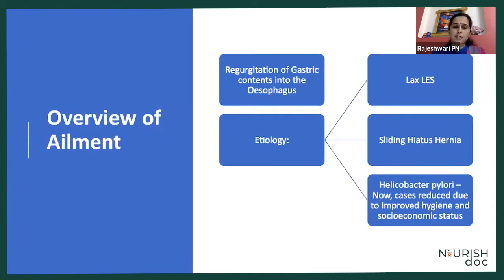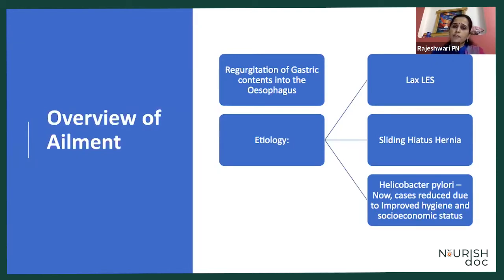Immediately after a heavy meal, or if you are taking a liquid diet, there will be a small amount of regurgitation, no problem. So that is a normal one. But if this occurs for more than 20 minutes per day, then we call it an illness. So what will be the etiologies?